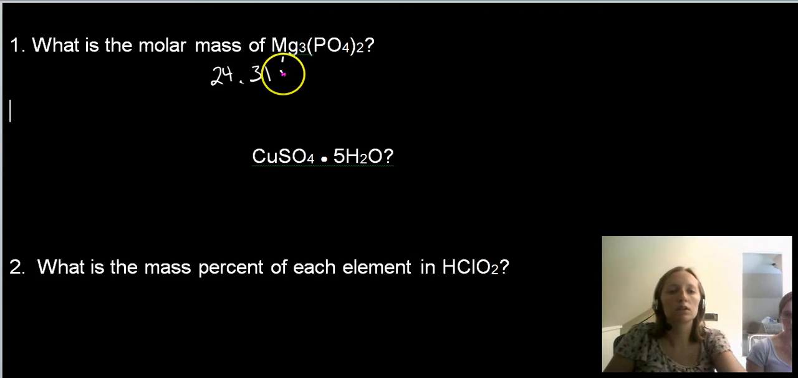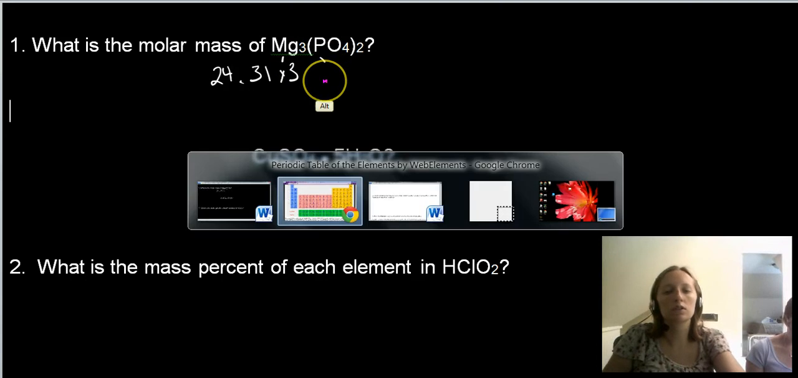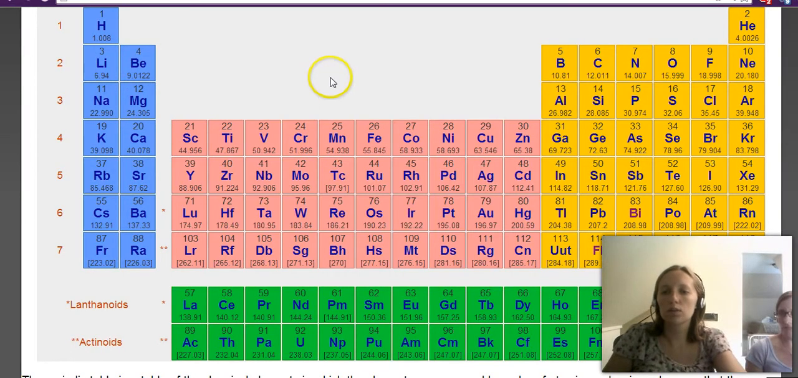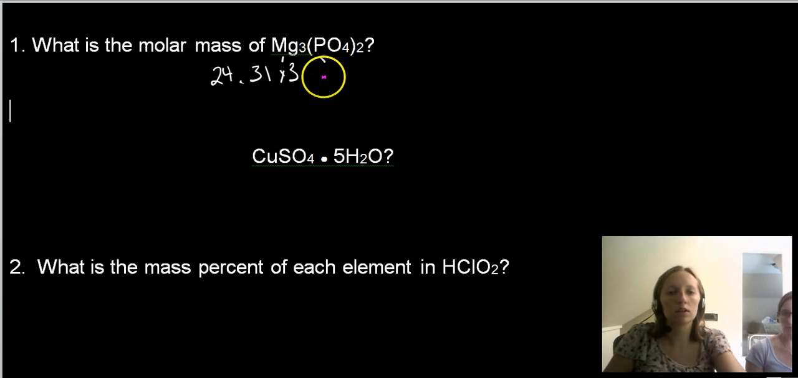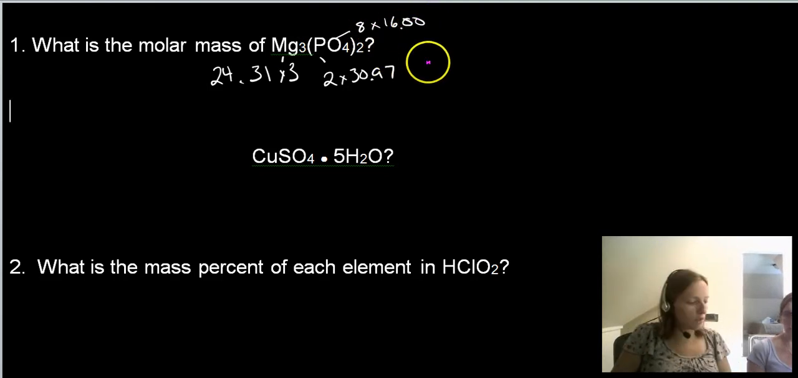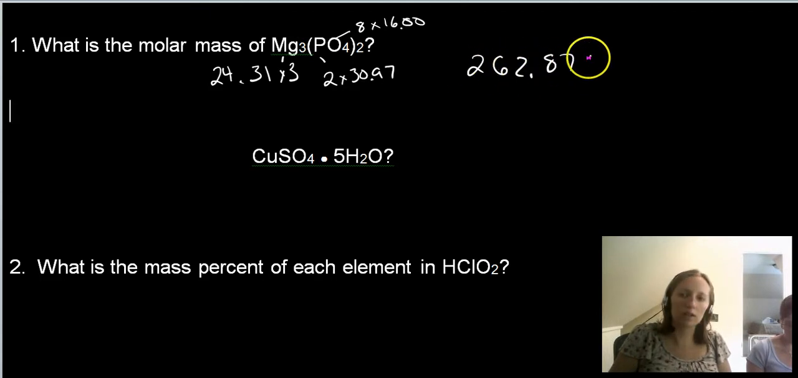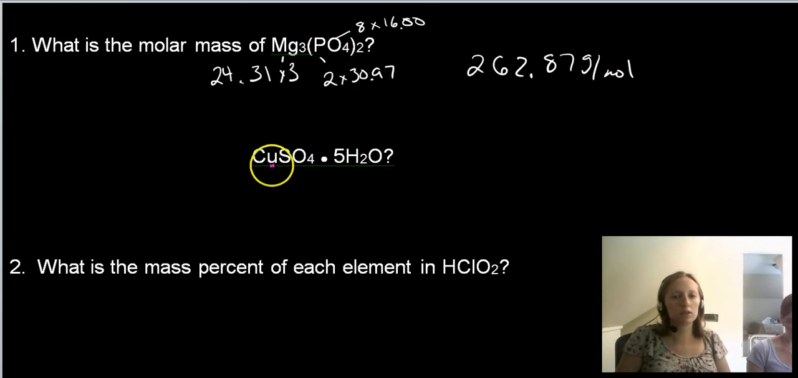All right, and then phosphorus, 30.97. That's 2 times 30.97. And oxygen is 8 times 16.00. And you add all those together, and I got 262.87 grams per mole for magnesium phosphate.